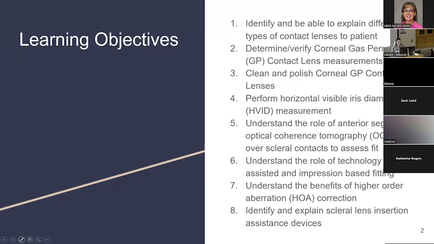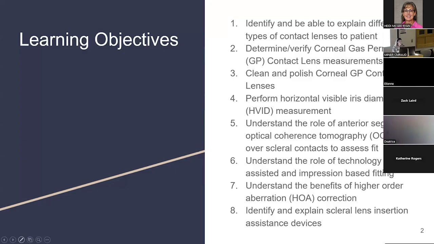And then we're also going to go over cleaning and polishing corneal GP contact lenses, and then how to perform a horizontal visible iris diameter measurement, or an HVID. Additionally, we're going to talk about the role of an anterior segment OCT and what role that plays in contact lens assessment and fitting overall. I want you to understand the role that technology-assisted fittings and impression-based fittings play in the scleral lens universe today, and then also understanding the benefits of higher-order aberration correction.